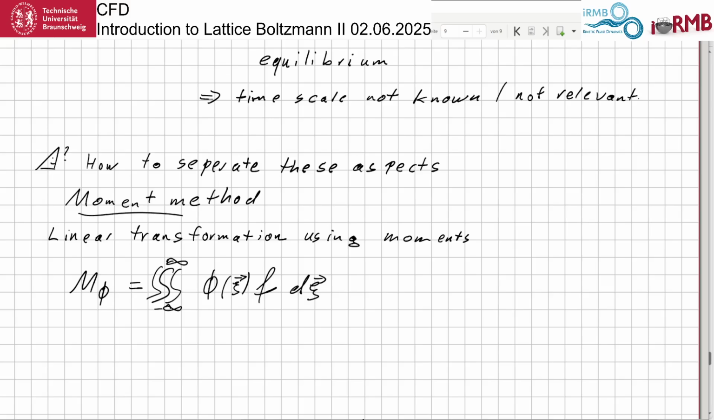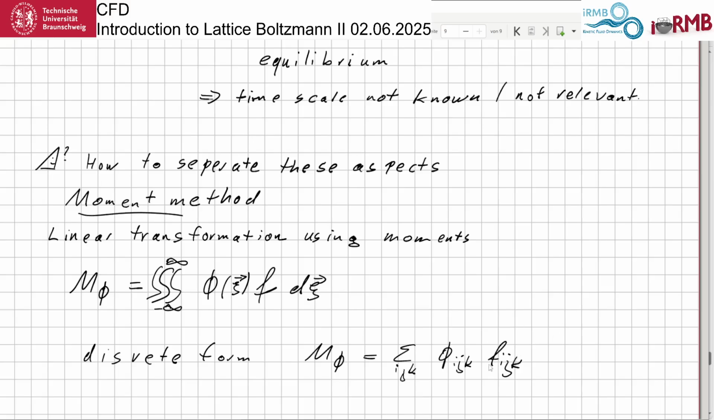But there are infinitely many moments. For example, the mass of a body is the integration over its density. That is also a moment. The same goes for momentum. Because we have already discretized it, this can be written in discrete form for the lattice Boltzmann method: M_phi is the sum over i, j, and k of phi_ijk times f_ijk.